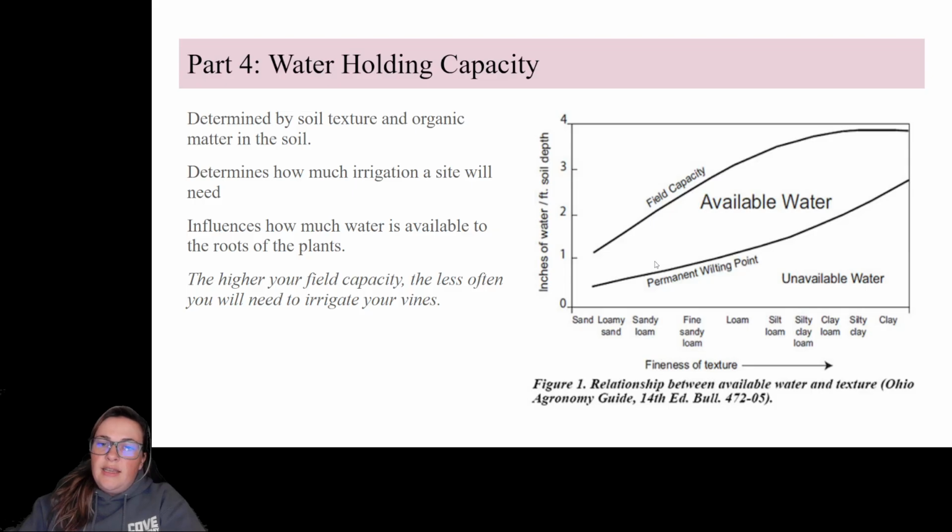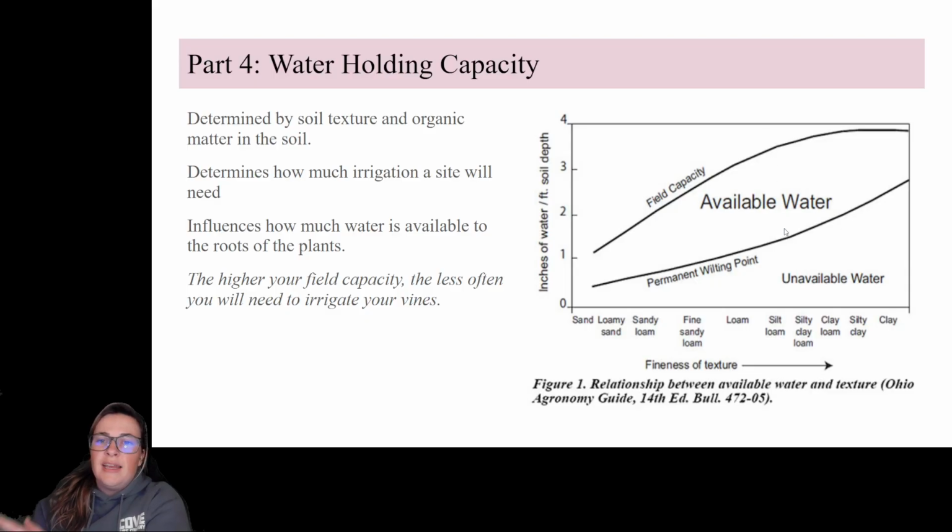And as we can see, this line traces your permanent wilting point. So if your water holding capacity of your soil drops below this line, there'll be no available water to your plant at all. So this is called the permanent wilting point. The space between that and what your field can hold is called the available water. That's the space between the permanent wilting point and then the maximum field capacity. So that's how much water your soil holds maximum. Like when it's at its full capacity, that is its field capacity.